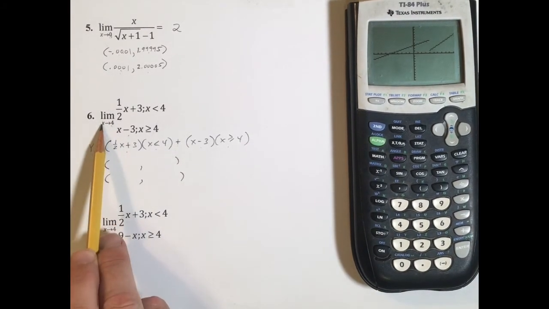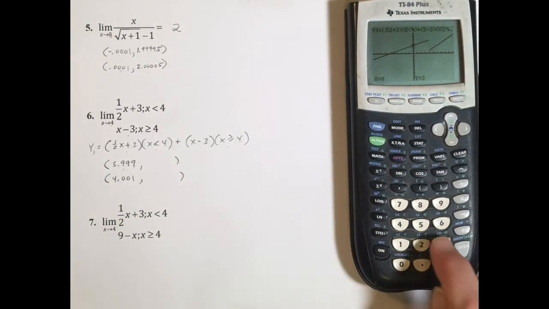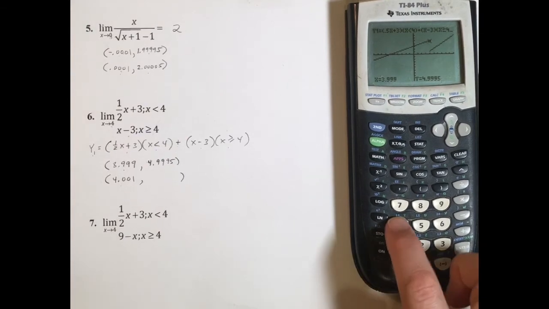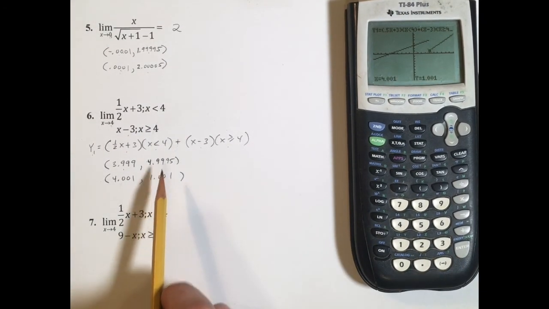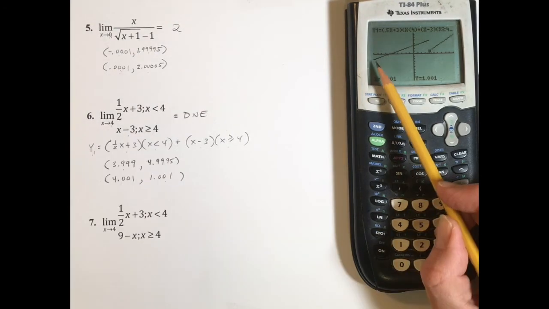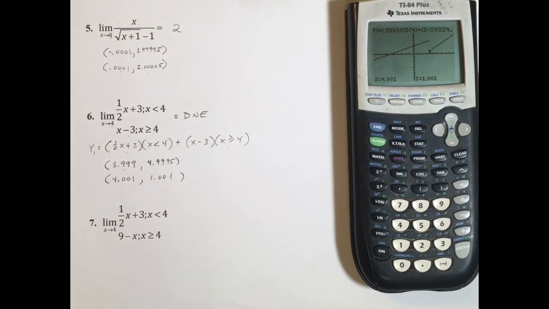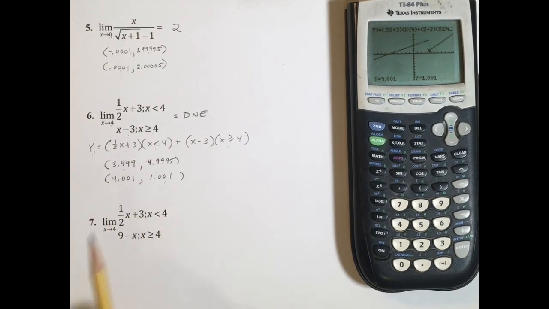If I want to evaluate the limit as x approaches 4, I need to look a hair to the left of 4 and a hair to the right of 4. A hair to the left of 4 would be 3.999, and a hair to the right of 4 would be 4.001. Let me trace 3.999, and let me trace 4.001. These numbers are not matching, so I'm going to say that this limit does not exist. As we approach 4 from the left side, we appear to be headed towards the point (4, 5). As we approach 4 from the right side, we appear to be headed towards the point (4, 1). We're not headed to the same point from both directions.